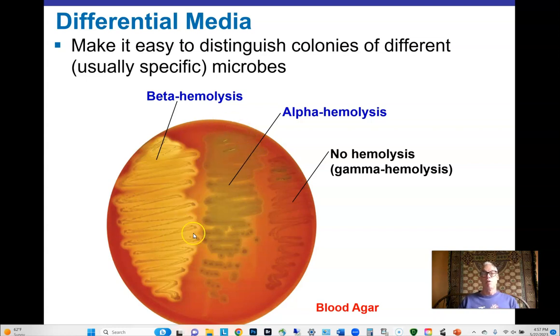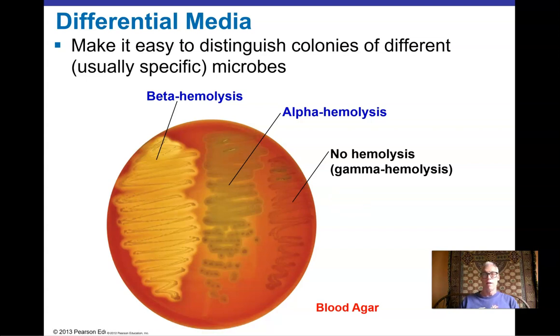Alpha hemolysis refers to a partial lysis. You can see some change in color around these colonies, but there's still kind of an orange halo there. Bacteria that do not have the capability of lysing blood cells, that's called gamma hemolysis, which is kind of funny. It means no hemolysis at all. So that's an interesting specialized kind of media for distinguishing between different species of microorganisms.